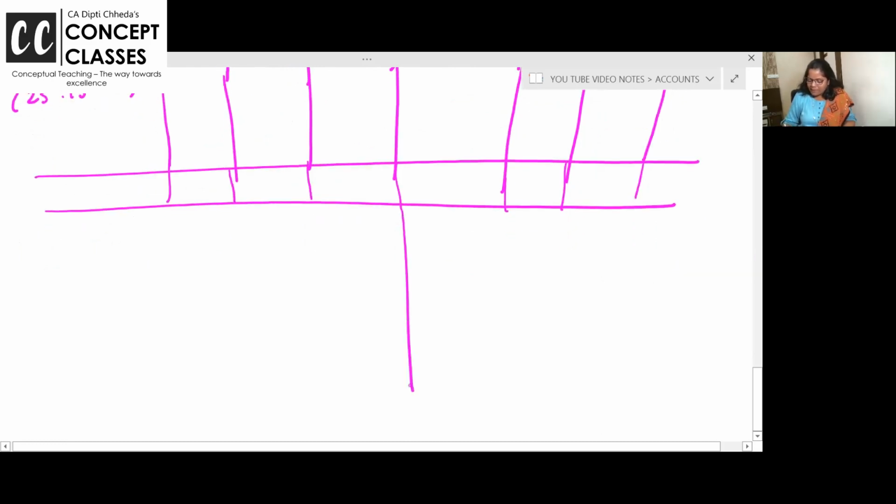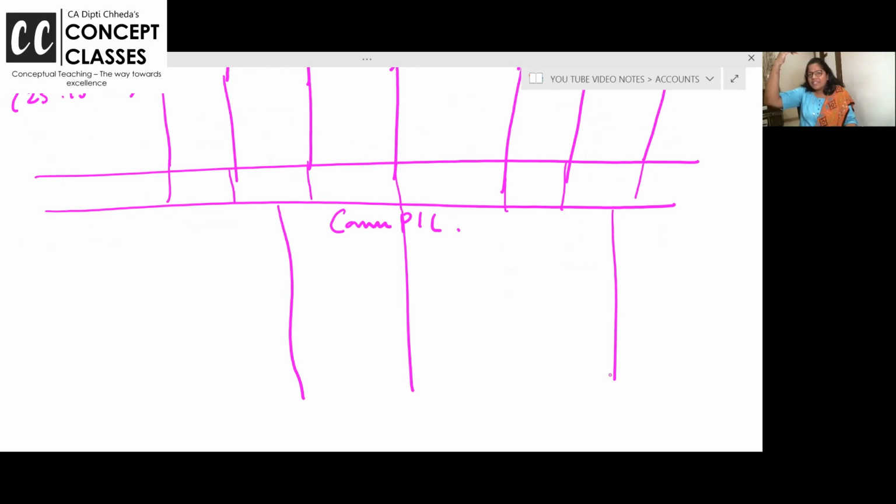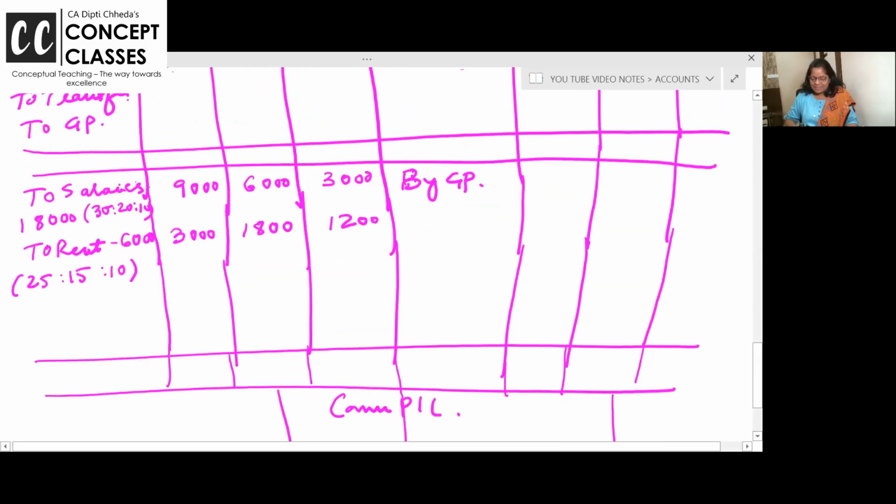Come to common or general P&L account. I want all of you to do this because after this, I'm starting with working. This is accounts class, so you have to write the main format. Insurance claims, trading account first, followed by working notes. Single entry, main accounts first, followed by working notes.